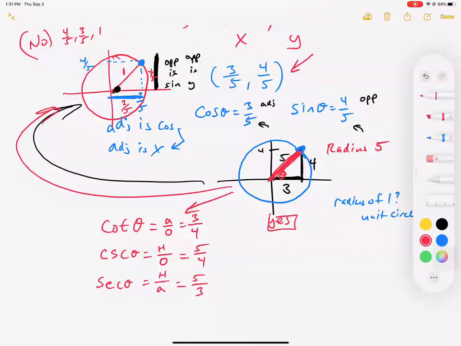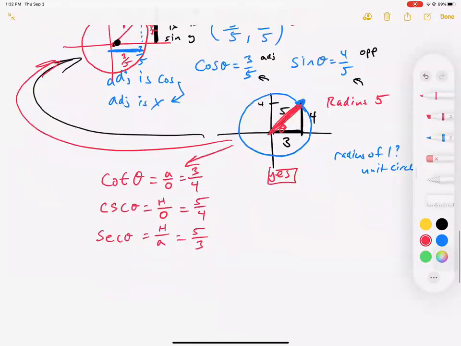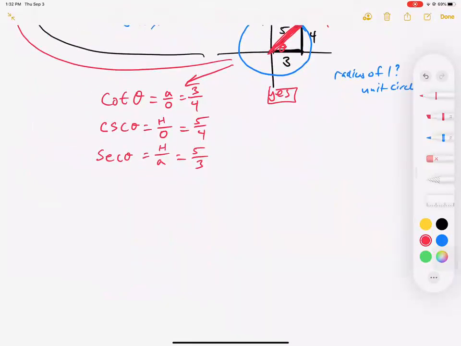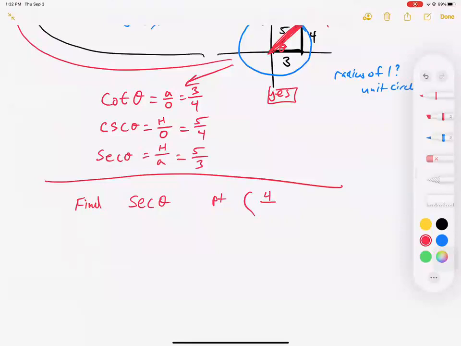Now, what's gonna happen here is I'm gonna give you guys another problem and we're gonna try to figure this out. So here's my next example. Find the secant of theta for the point. The point is 2 over the square root of 13 and 3 over the square root of 13.